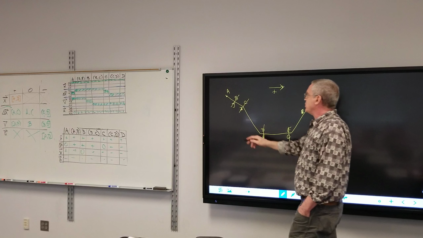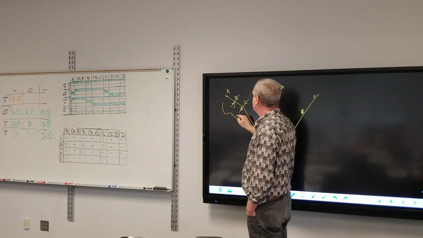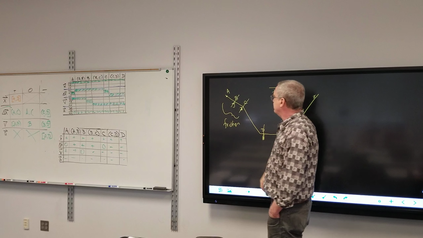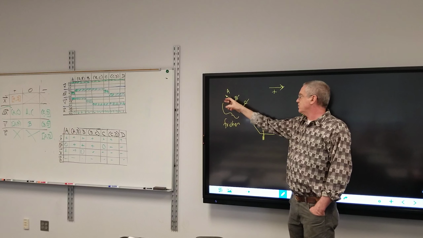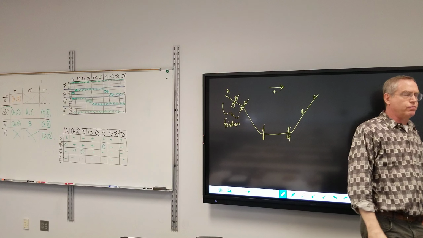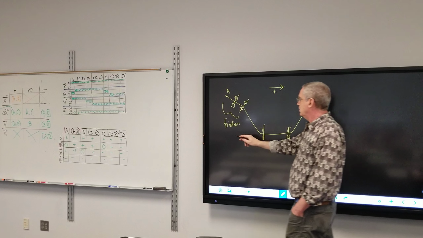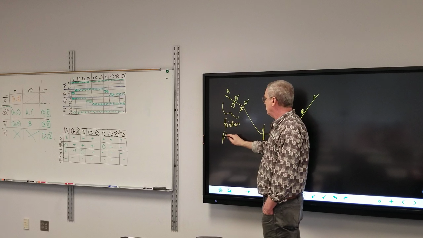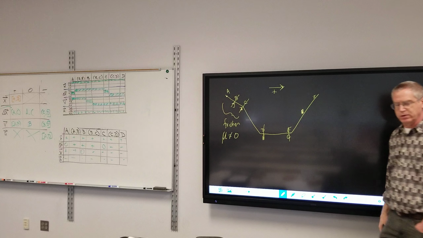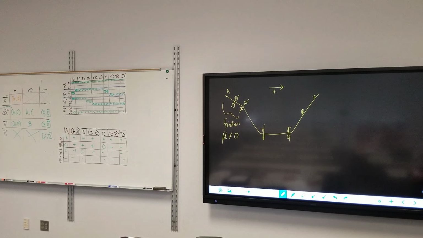There is friction on this sloped part. The shorthand for friction, that's just shorthand for there is friction. That stands for the coefficient of friction is not 0. It is frictionless everywhere else.